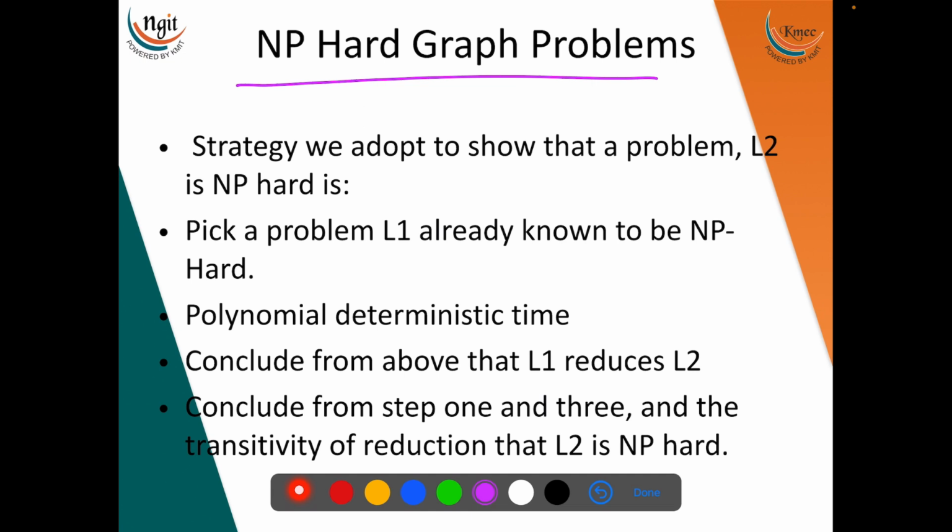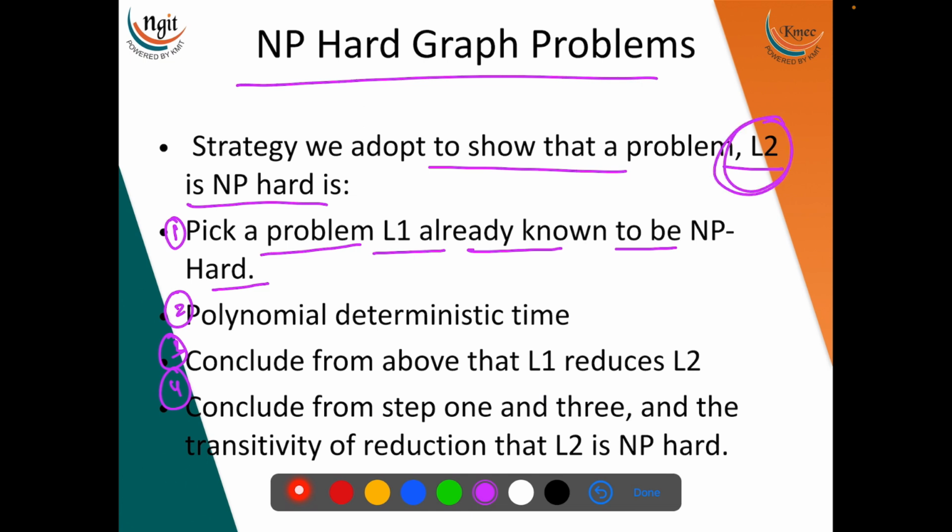We have a strategy which we adopt to show that a problem L2 is NP-hard, and that strategy is what? We will be having 4 steps. Step 1: pick a problem L1 already known to be NP hard. To prove a new problem is NP hard, take one problem which is already NP hard. Now L2 is a new problem, L1 is already known.